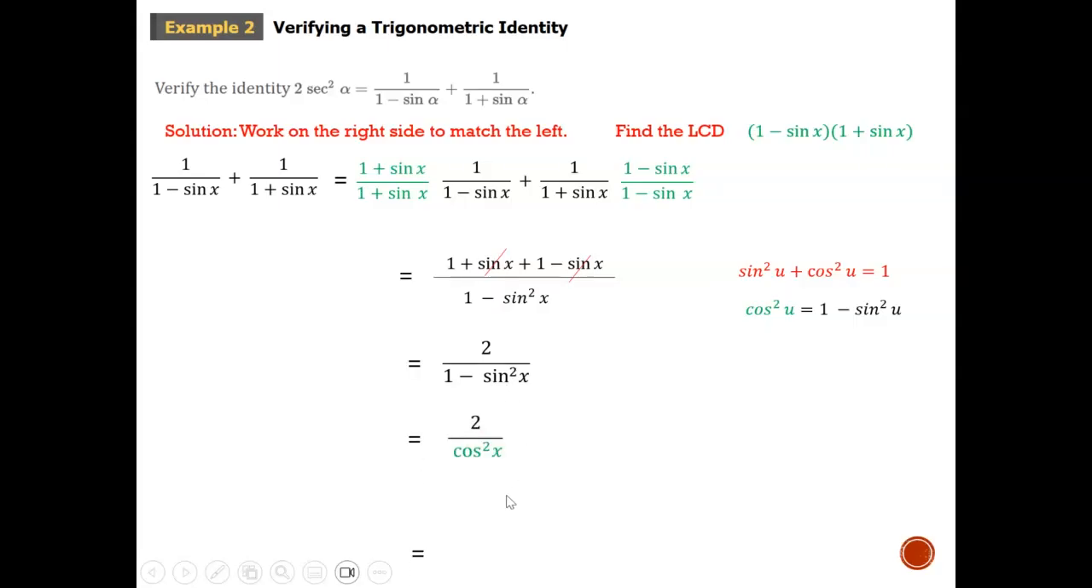Now this is the same thing as 2 times 1 over cosine squared x. And 1 over cosine squared x is equal to secant squared x, because since it's squared, we have to square the secant also. So it'll be 2 times secant squared x. You see that it matches the left side.